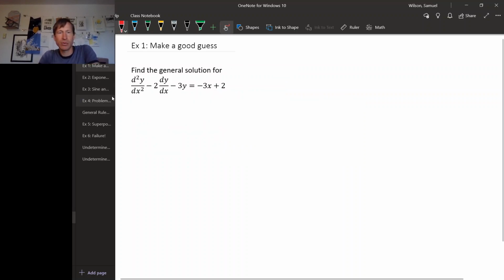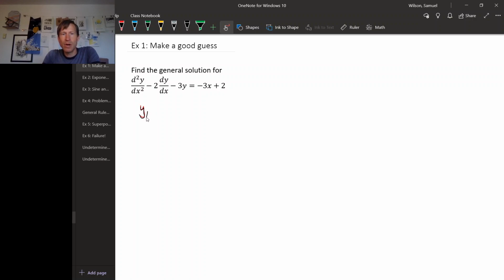So we're going to try the second derivative of y minus 2 times the first derivative of y minus 3y equals minus 3x plus 2. And what we're going to do is basically just guess what we might use for a particular solution. Now, you can't just guess anything, because if you guess wrong, you won't find a solution.